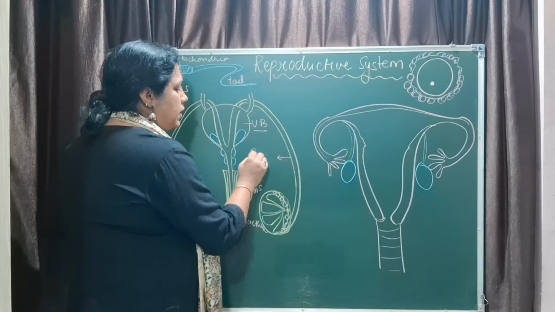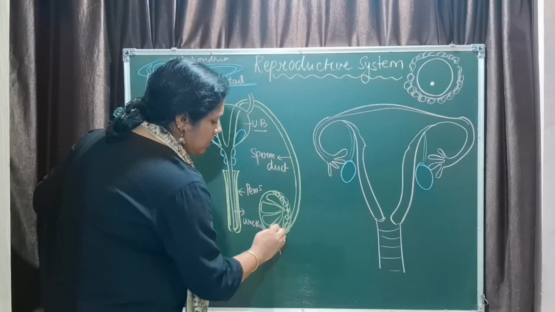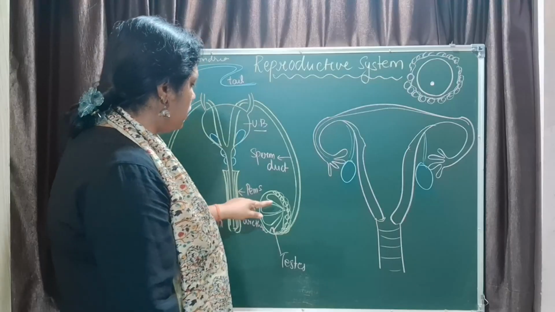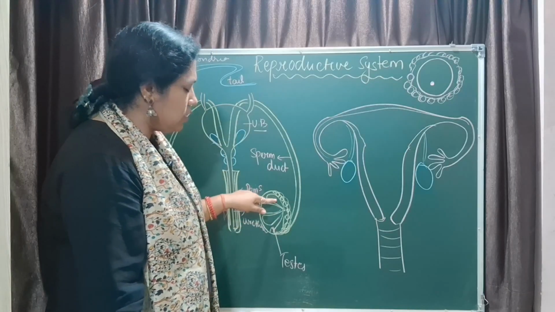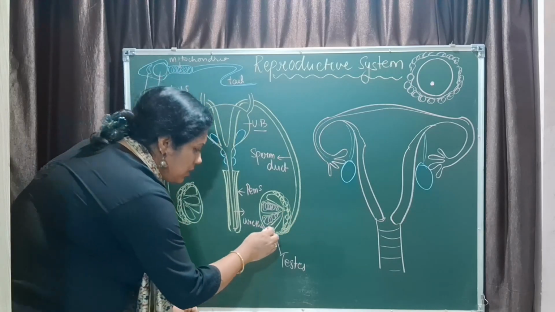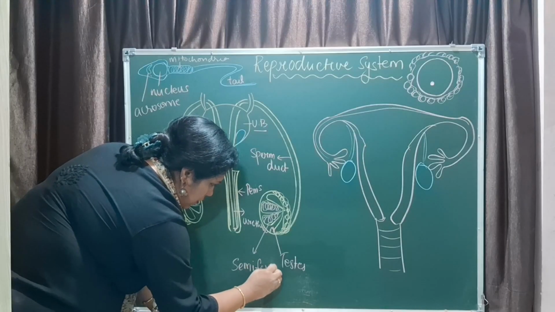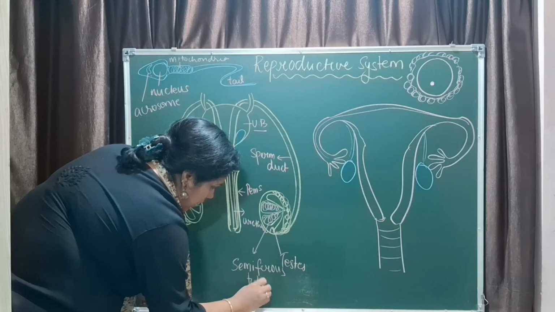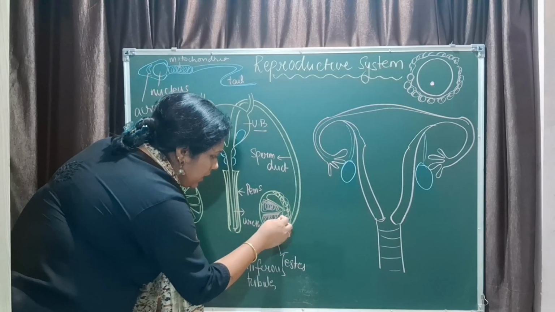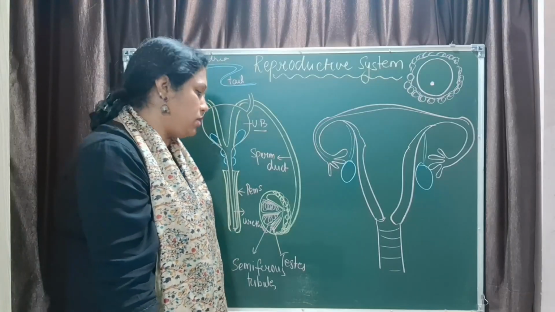This is called the sperm duct, which is also called the vas deferens. This is the testis, which helps in the formation of sperm. So here you have different types of lobules, which have seminiferous tubules. Seminiferous tubules are the places where the sperm is formed. And there are Leydig cells present here. Leydig cells or the interstitial cells are responsible for the production of the male hormone, which is called testosterone.